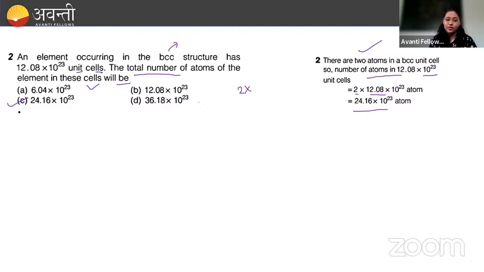Very simple problem this was. BCC structure contains 2 atoms per unit cell. And how many unit cells were present? 12 into 10 raised to 23 unit cells were present. So the total number of atoms will be 2 multiplied by that much. Right? Any doubt? Okay, let's move on to the next.